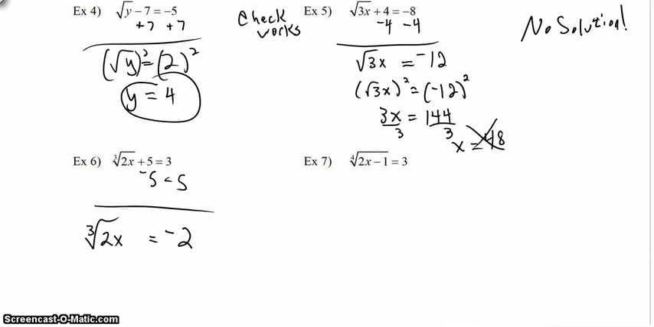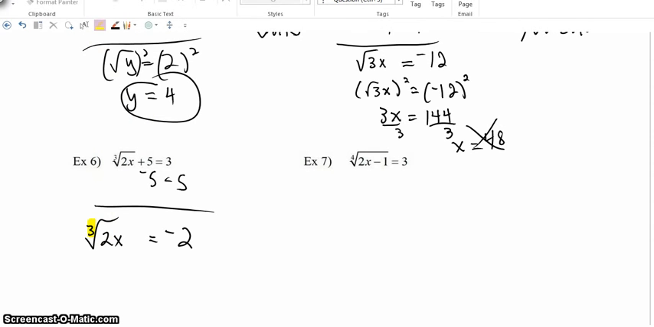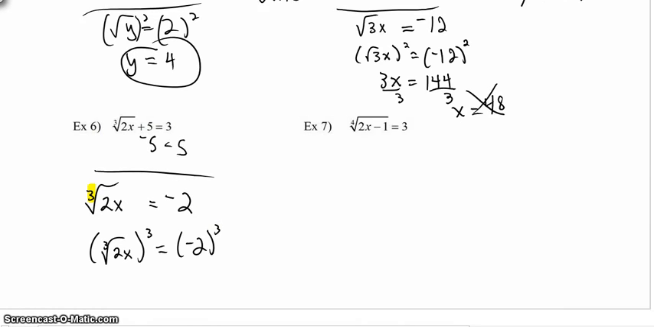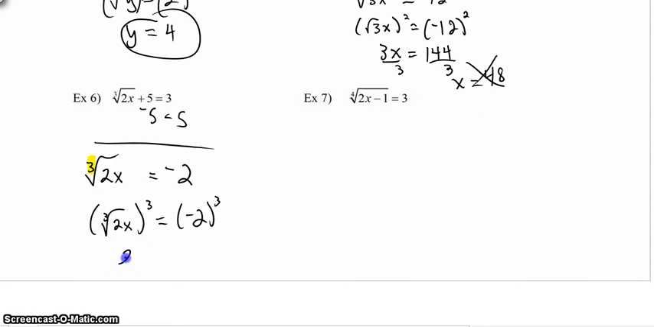Here we go again. To get rid of a third root, a cube root, we're going to raise both sides to the third power. In other words, we're going to cube both sides. That index is so amazingly helpful. It tells you how to get rid of the radical. So the radical disappears. On the left, you'll just have 2x. Negative 2 to the third is negative 8. You can divide by 2, and you'll get negative 4.